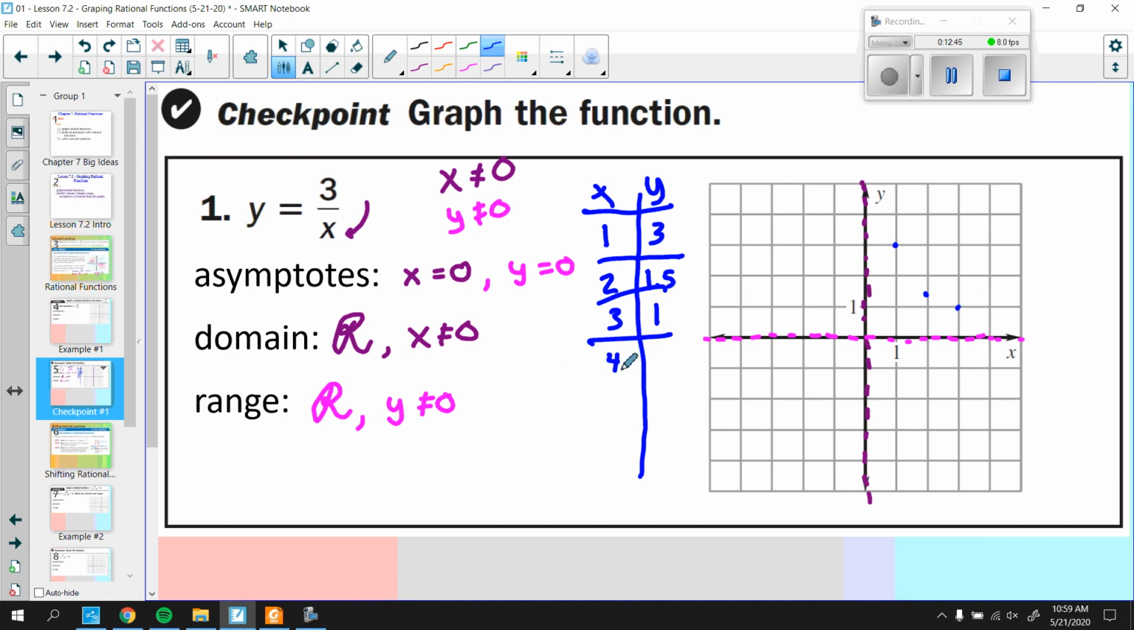And one more. Let's just take a look. If I'm plugging in a 4 here, 3 over 4 is 0.75. 1, 2, 3, 4, 0.75-ish. So I think that's okay.